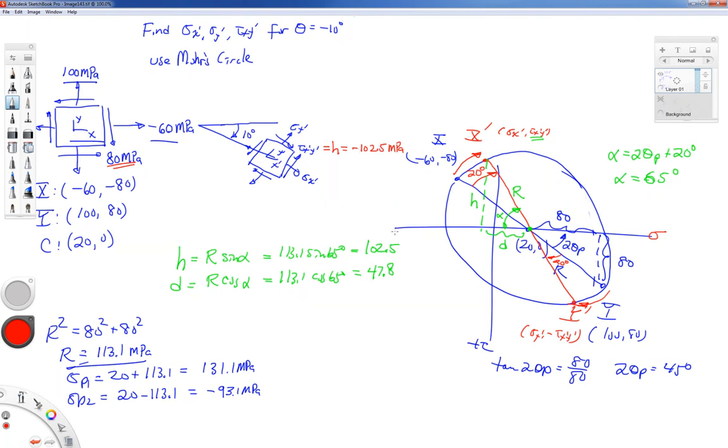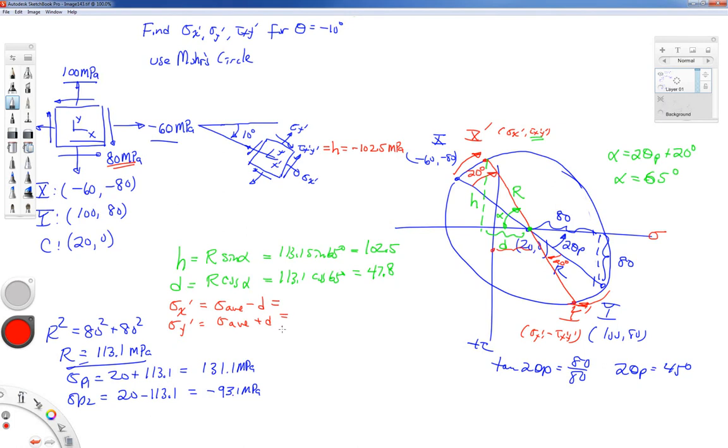All right, sigma x prime. In order to get the sigma x prime, we have to be a little careful. It is not the value of d. What I have to do is I start from my origin, I go to the center of the circle, and then I travel back the distance d. So sigma x prime in this case is sigma average minus d, and by the same reasoning, sigma y prime is equal to sigma average plus d.